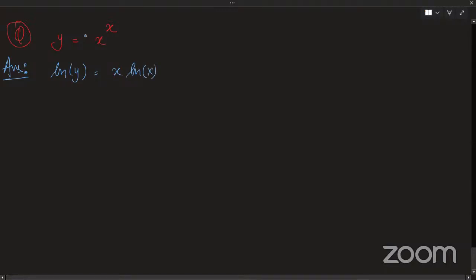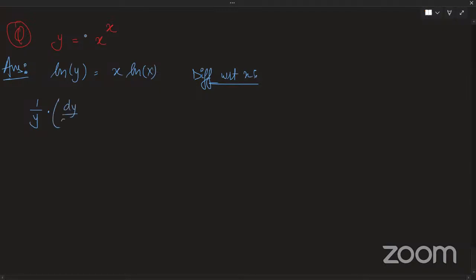So can you tell me what will be the derivative of the left hand side with respect to x? Anyone? 1 by y into dy by dx. Great. Is equal to. Now I want you to differentiate the right hand side with respect to x.